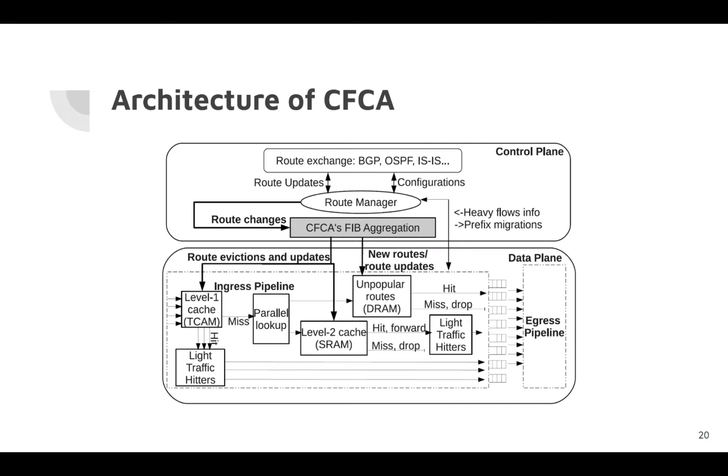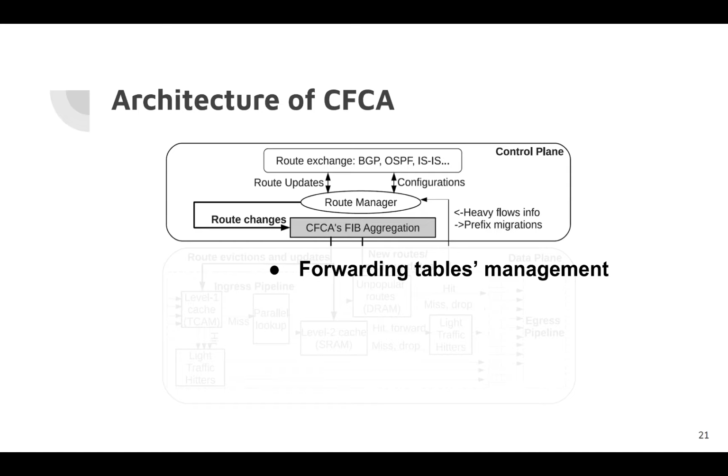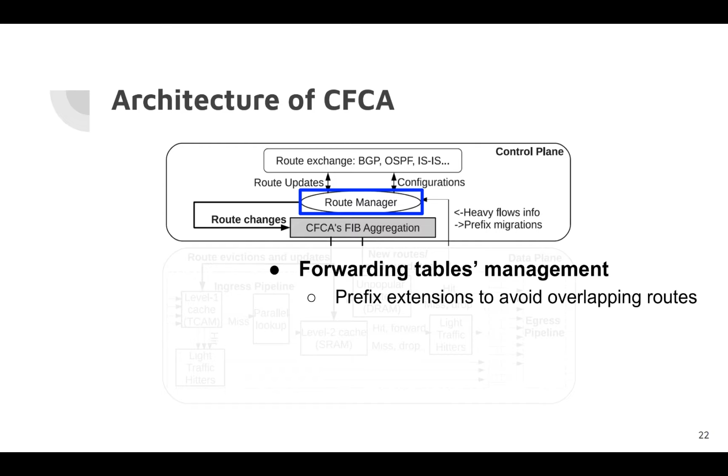On this slide we can see the entire architecture of CFCA, combined FIB caching and aggregation. Like any router, CFCA's router has a separate control and data plane. The control plane is responsible for the management of forwarding tables. First, it needs to extend initial prefixes to avoid overlapping routes. Second, it needs to perform the recursive FIB aggregation. Finally, it needs to handle BGP updates correctly while keeping the FIB in the compressed state.